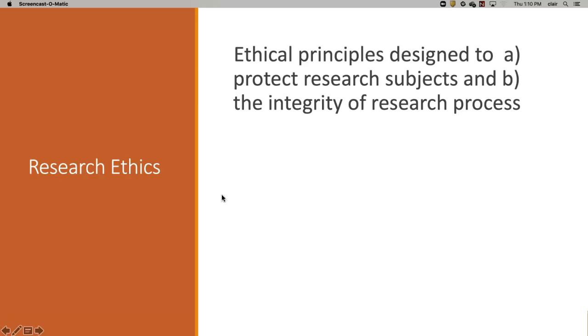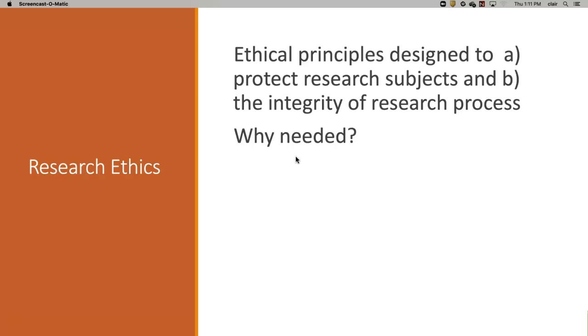The principles that we're going to talk about aren't designed to protect him and that kind of decision that he's making. They're designed to protect the subjects of the research and then also the research process to make sure it's conducted with integrity.